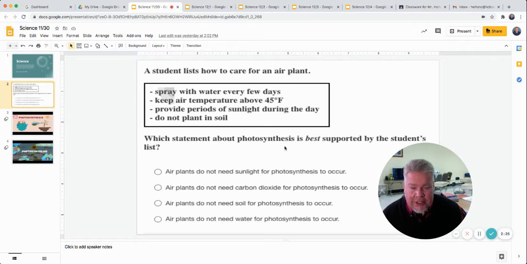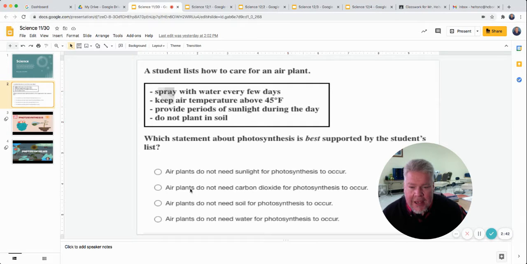All right, so let's look here at these statements. Air plants do not need sunlight for photosynthesis to occur. Well, look what the student said. Provide sunlight during the day. So that wouldn't be it, because this student says it needs sunlight.